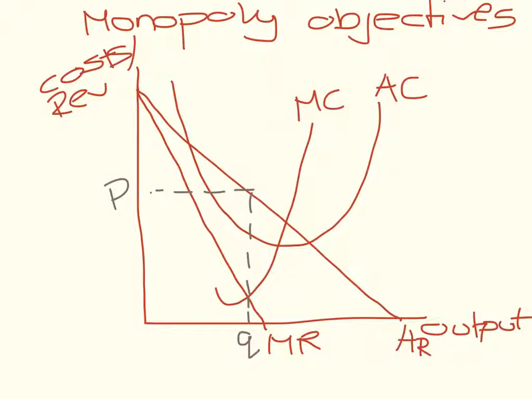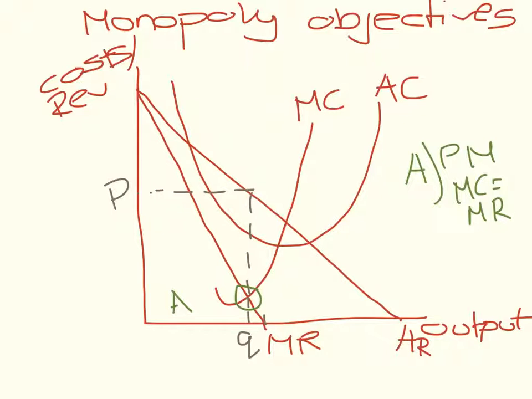So profit maximising point is going to be there. I'm going to call that point A. So point A is going to be profit maximising point, and that is where marginal cost equals marginal revenue.